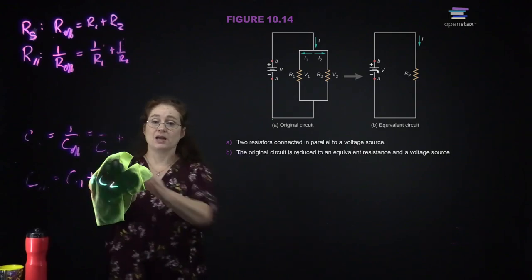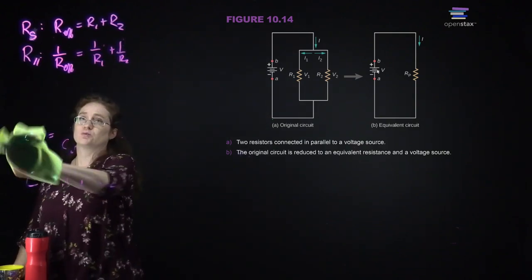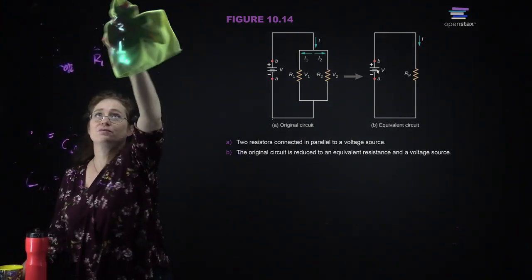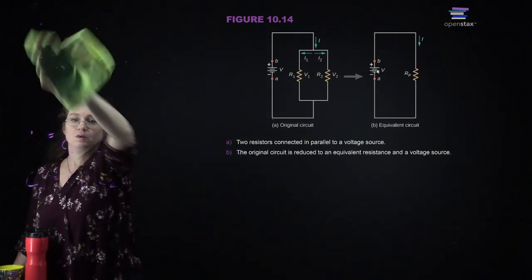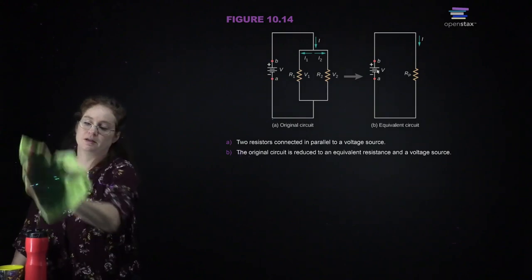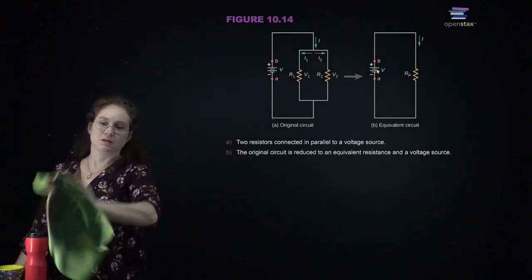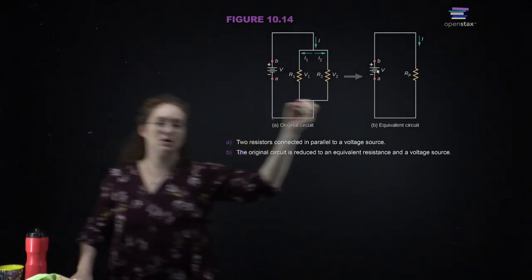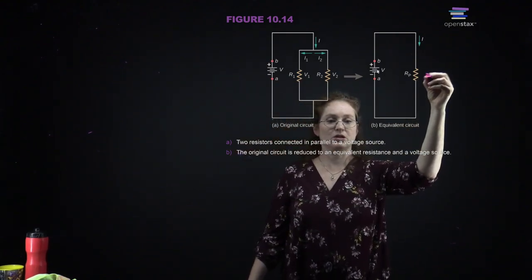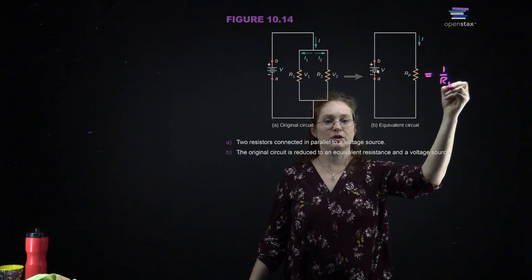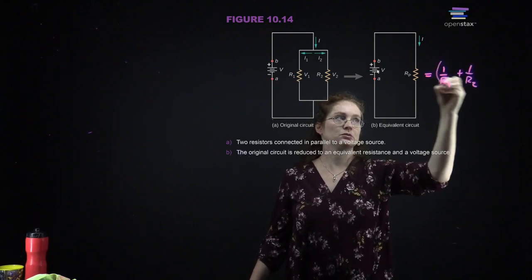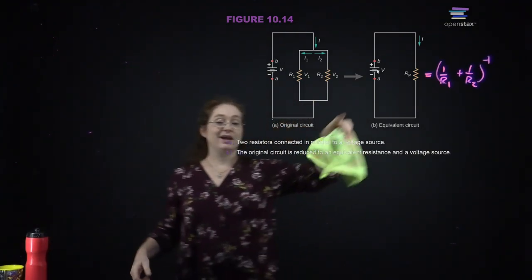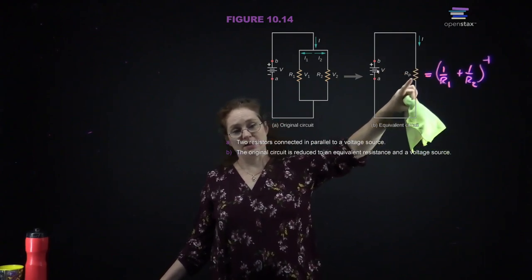So this circuit has two resistors in parallel. So we're going to use our rule for resistors in parallel. The inverses add instead of the resistances. And if we want to have the effective resistance for this circuit, the effective resistance is equal to the inverse of 1 over R1 plus 1 over R2. Okay, so an equivalent circuit has this resistance.